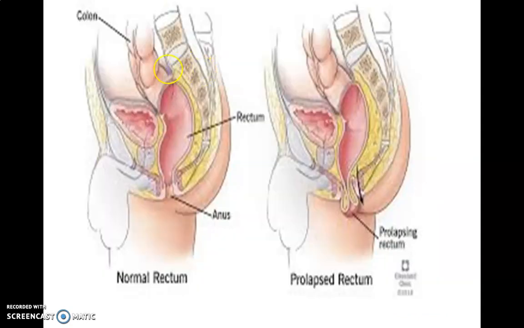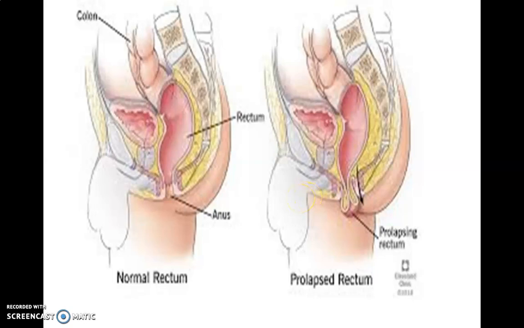This figure shows the prolapse of the rectum. This is the normal one, this is the prolapsed rectum. Prolapse of the rectum is of two types, incomplete or complete. Incomplete: here there is protrusion of rectal mucosa through the anus, and it occurs due to excessive straining during defecation. This is due to imperfect support to the rectal mucosa by the submucosa.